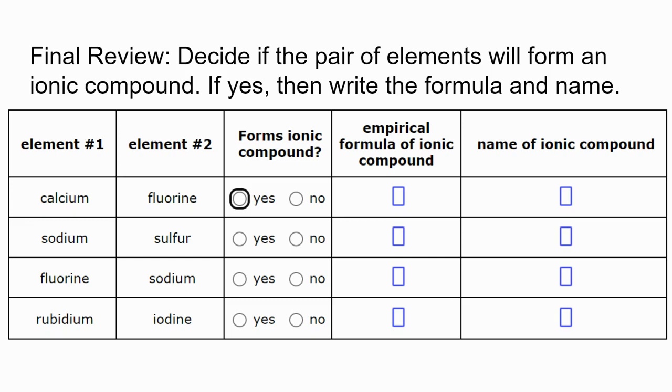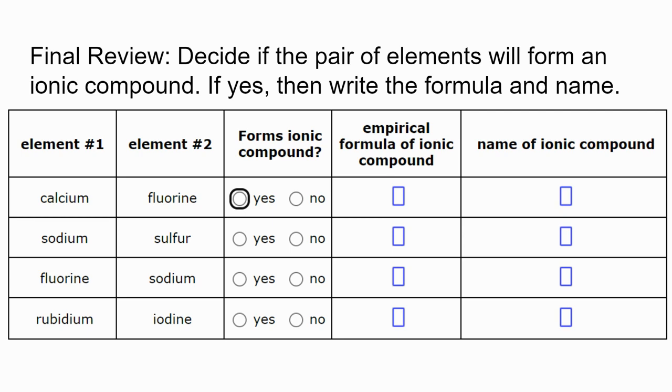Go ahead and go over this one. So let's go through first. Are these two elements, this pair of elements, going to form an ionic compound? Calcium and fluorine? Yes. How do we know that? Is calcium the metal? Fluorine is a non-metal. Good. You need a metal and a non-metal.